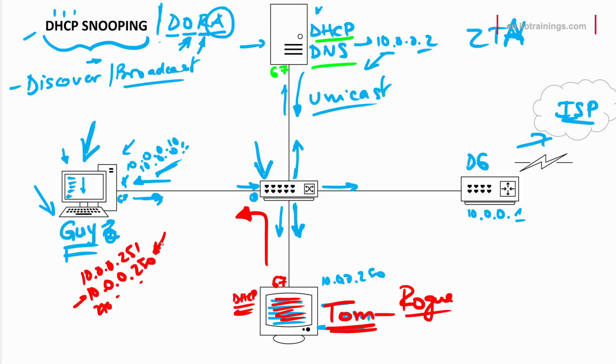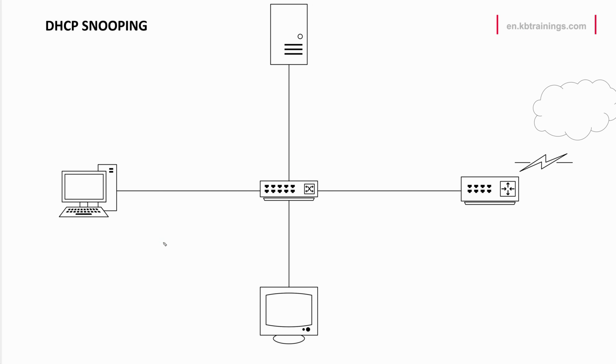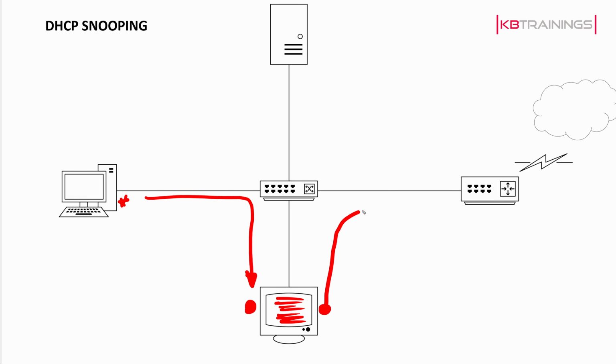So if I can clean this up, what's going to happen in that case is that Guy will send his traffic to Tom, thinking that the traffic is going to the default gateway, but Tom will have to intercept this traffic, read the content, take the traffic, send it to the actual default gateway, and then out to the internet. This is Tom becoming the man in the middle.